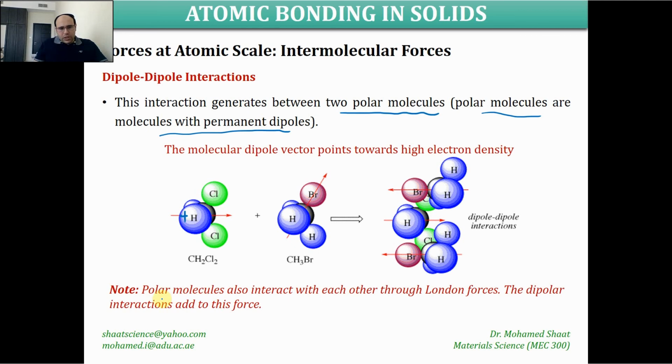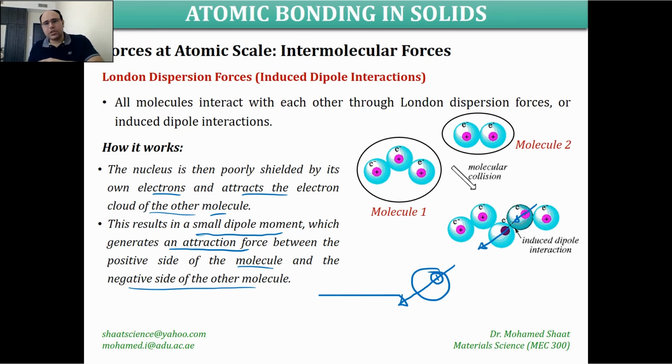There is an important notice here that polar molecules also interact with each other through London dispersion forces. The dipolar interactions add to this force. So I'm just going to explain this point. What we discussed here are three types. The first one is the London dispersion forces. We said that this type of force will generate upon the collision between these two particles, or at least when they come very, very close to each other until they just touch each other, so they will induce some instantaneous dipole moment, right?